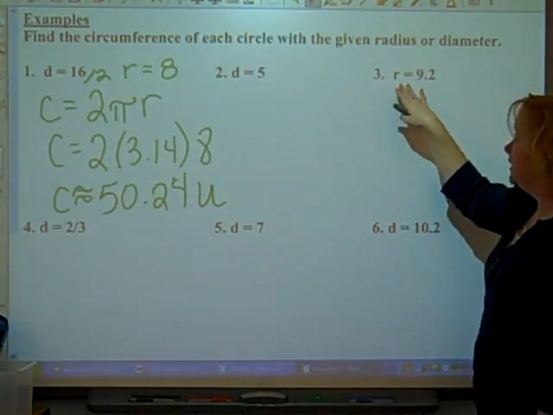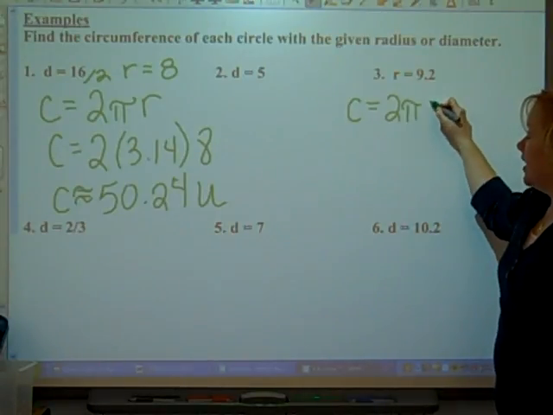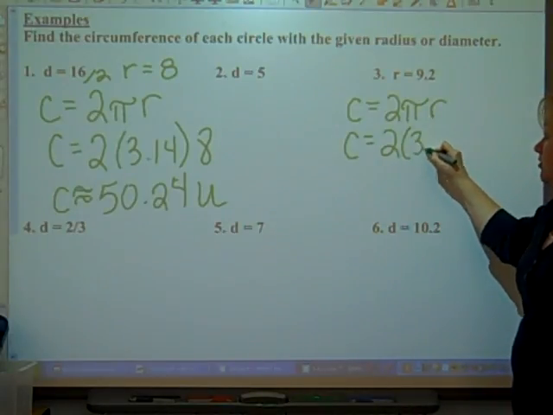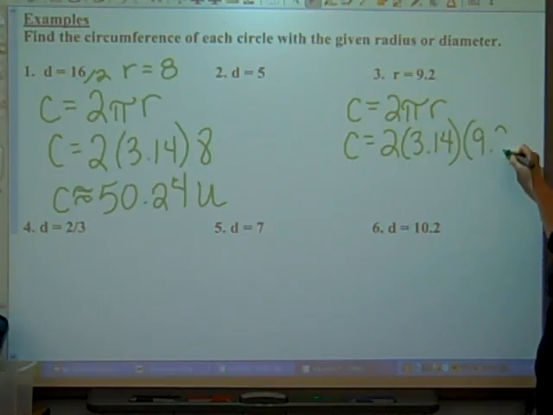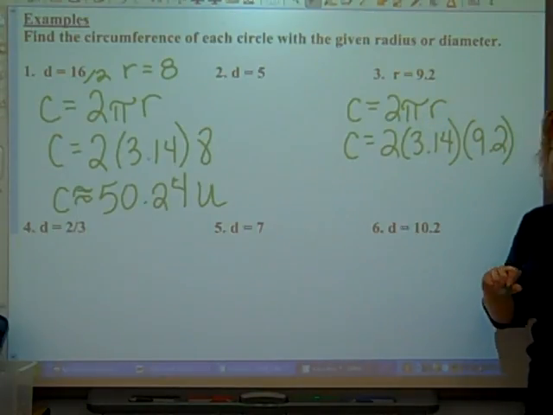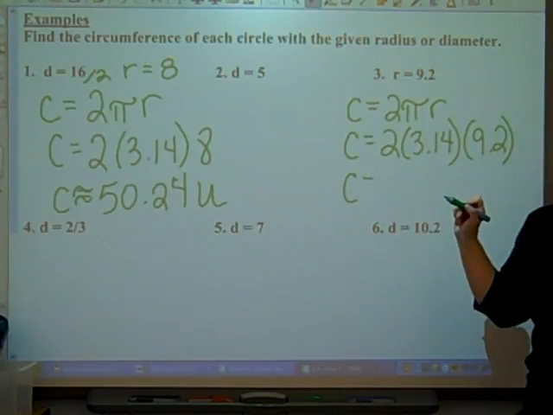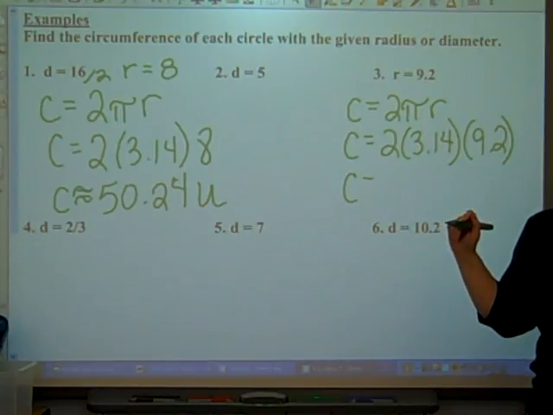Now here, this one's nice because it is radius. So circumference equals 2 times pi times radius. So circumference equals 2 times that 3.14. I don't need to change anything because my radius is already there. And what do I end up with? Round? You tell me, should you round?